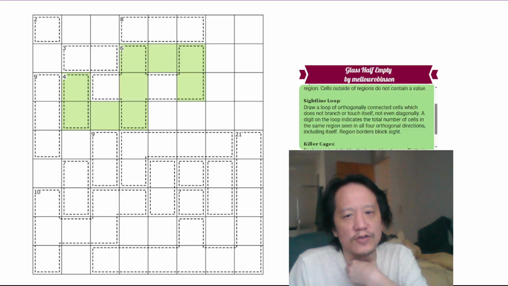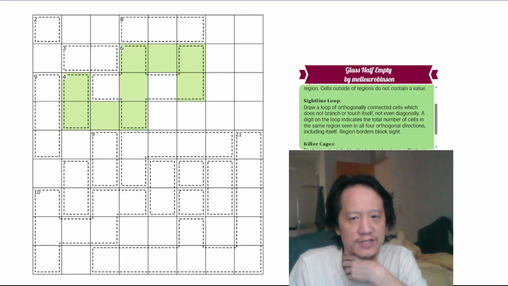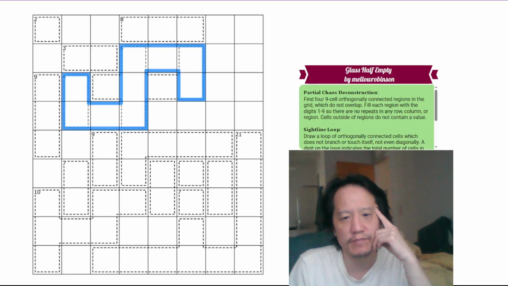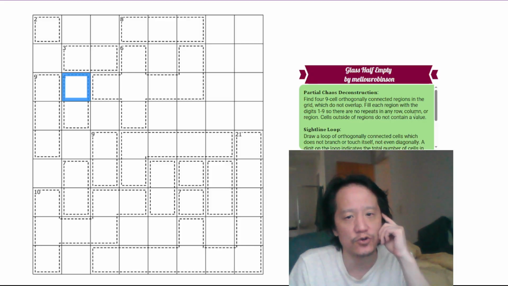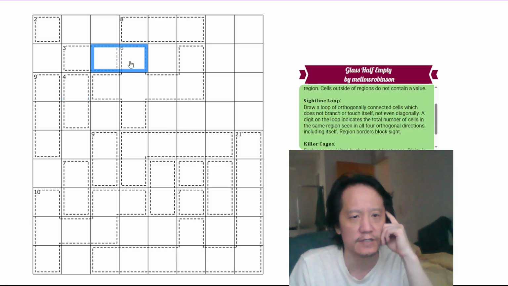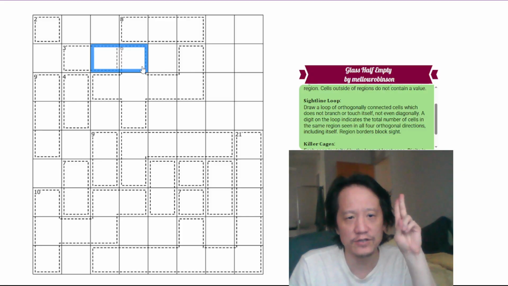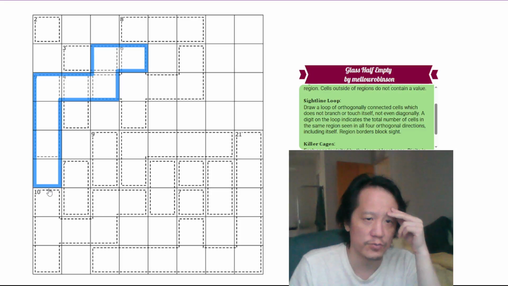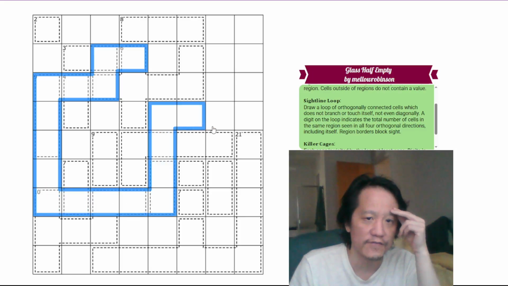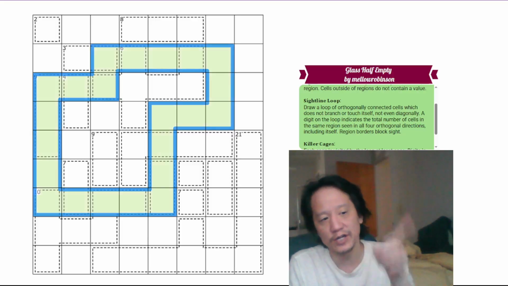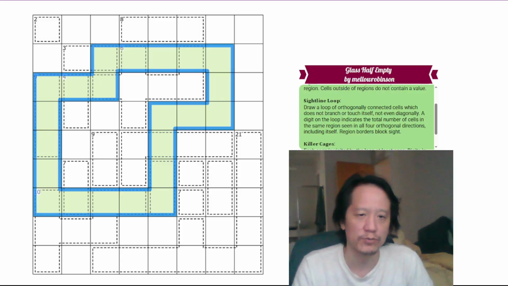The loop of orthogonally connected cells does not have to go through a region. So it could go through empty cells also. But every cell on the loop must be orthogonally connected to the loop. So it must share an edge with exactly two other cells on the loop. So you could have a loop something like this, and if it shares a corner on the loop with a cell, it must be either a neighbor of that cell or share a neighbor with that cell.